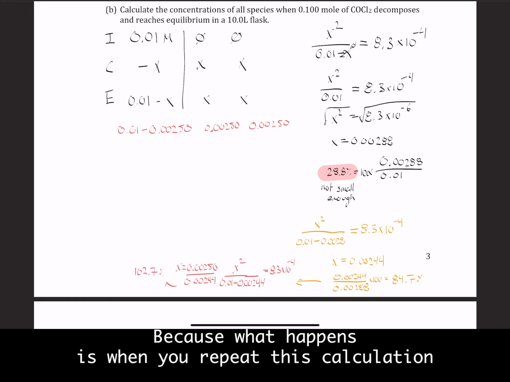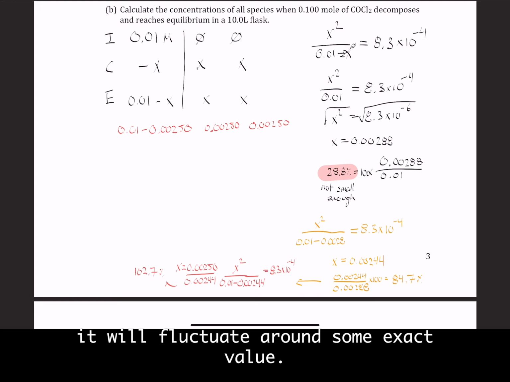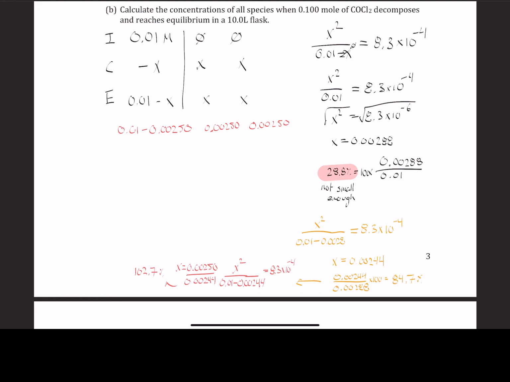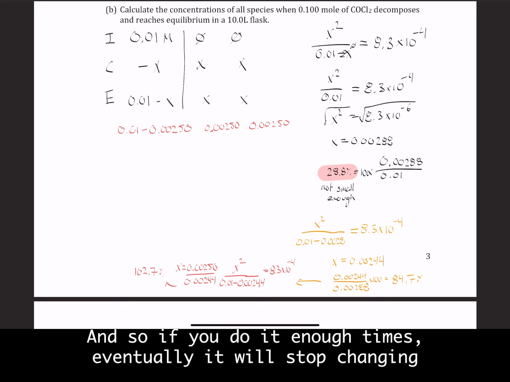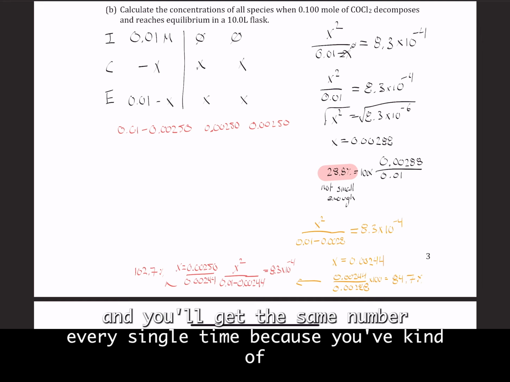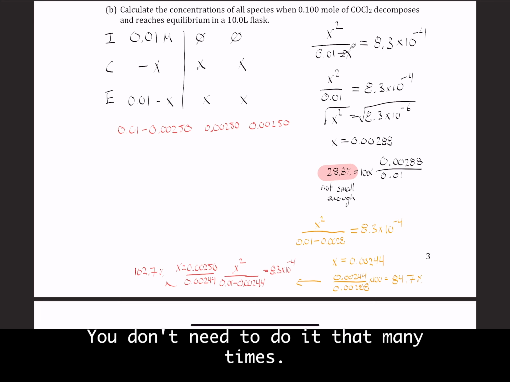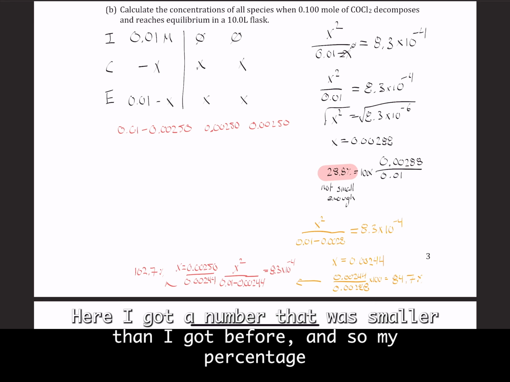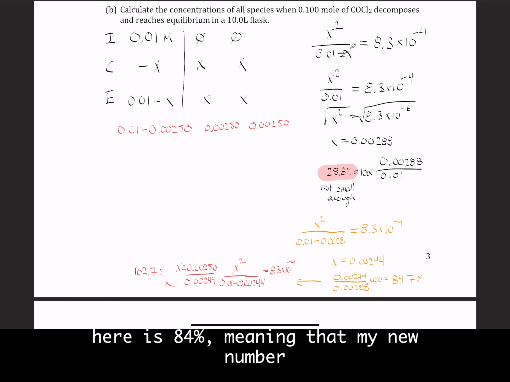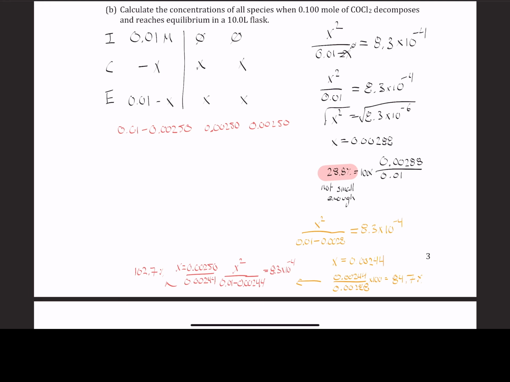Because what happens is when you repeat this calculation, it will fluctuate around some exact value. And if you do it enough times, eventually it will stop changing and you'll get the same number every single time because you've honed in on exactly what x is. Now, you don't need to do it that many times. Here, I got a number that was smaller than before, and my percentage here is 84%, meaning my new number is about 84% of the number I had before. If you wanted, you could do it like a percent error. It's like 15.3% different.